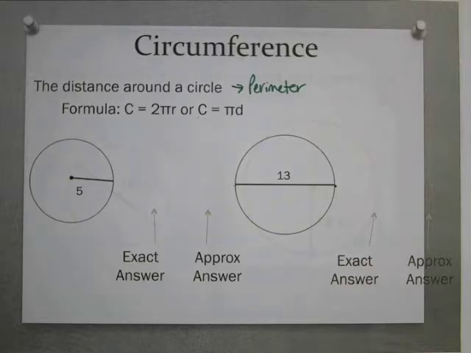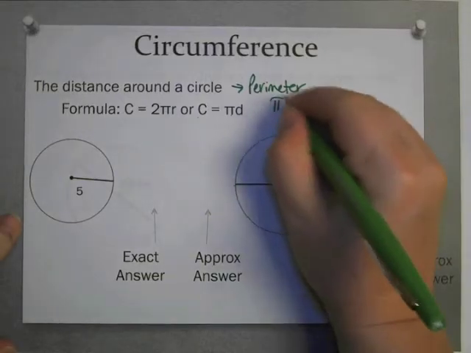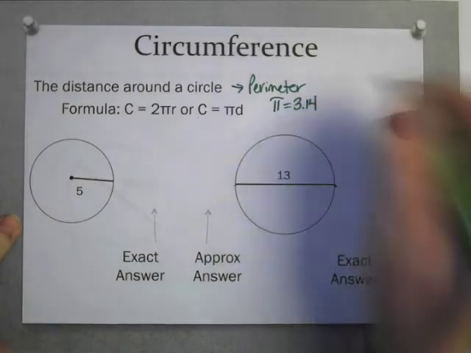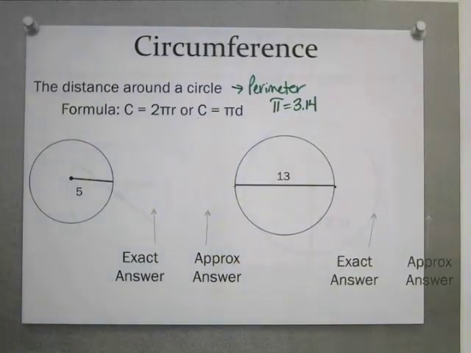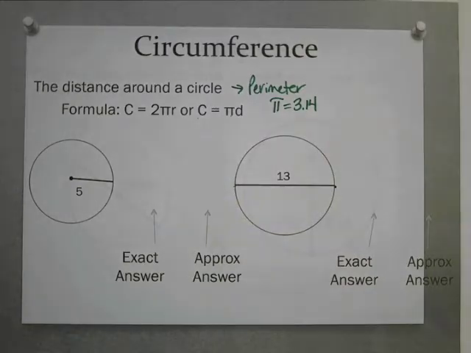All right? The approximate answer, remember, is the little squiggly equal sign, and that's where we're going to plug in pi, or we're going to use 3.14 for pi, so that way everybody gets the same answer. So make sure if we're plugging in pi, we're using 3.14. Don't use the pi button.